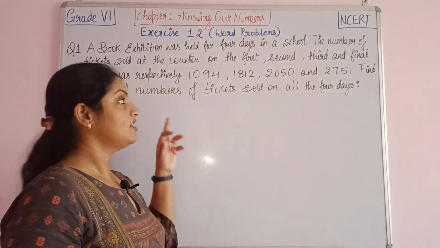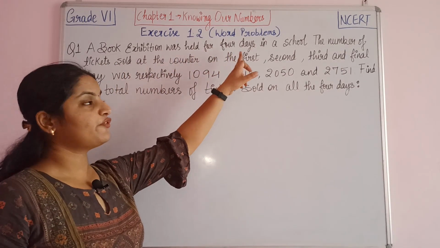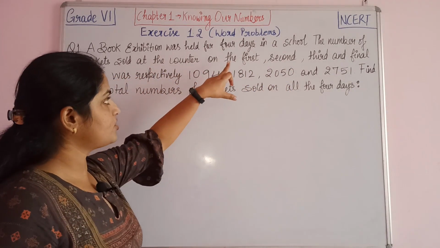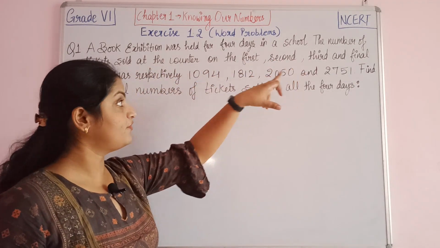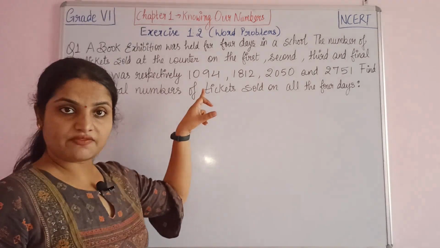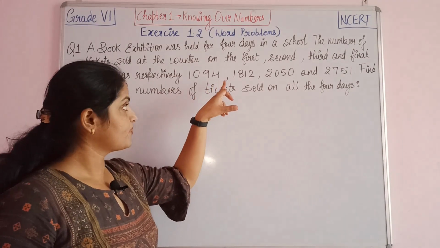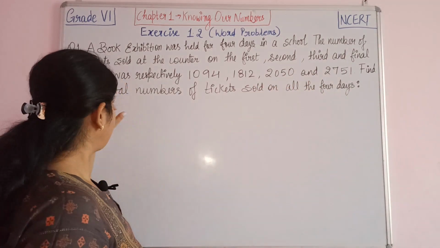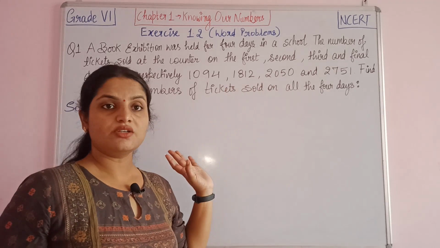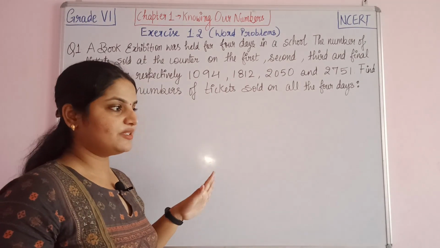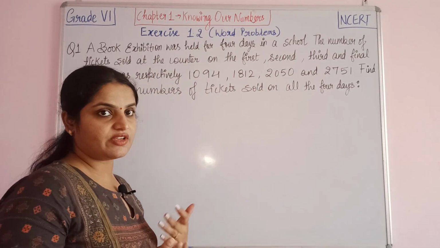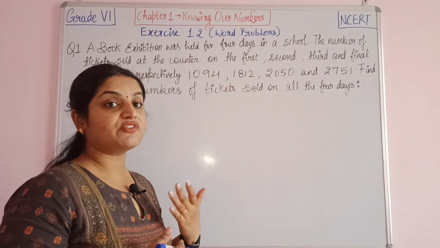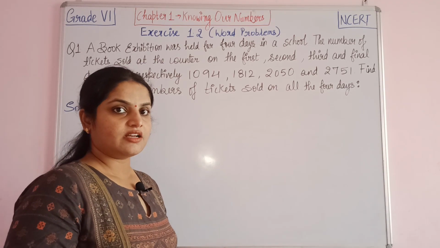Let's read the question. A book exhibition was held for 4 days in a school. The number of tickets sold at the counter on the first, second, third and fourth day was respectively 1094, 1812, 2050 and 2751. Find the total number of tickets sold on all the 4 days. It's very simple. यहाँ साफ समझ आ रहा है that we have to add the 4 tickets. Okay, the number of tickets sold on the 4 days. हमें ये add करनी है.